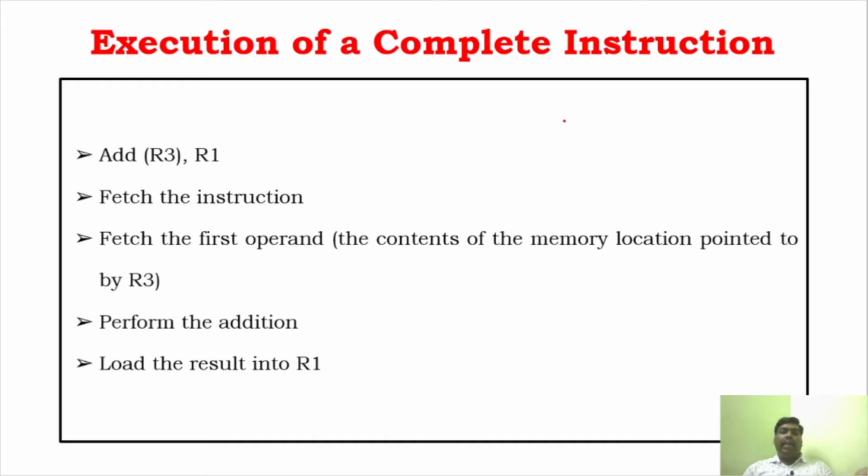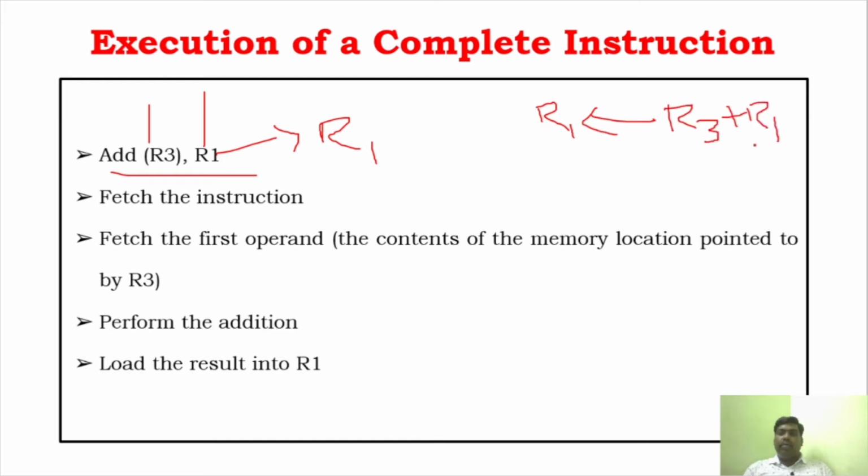How to execute a complete instruction. This is the instruction: Add R3, R1. So what happens here? We have to add the content of R3 to R1. There is some content in R3 and there is some content in R1. We have to add the content of R3 and R1 and save the result in R1, that is R3 plus R1. We can mention it like this.